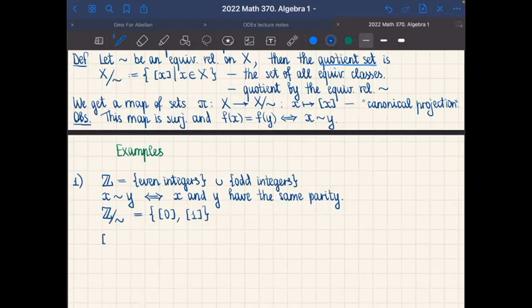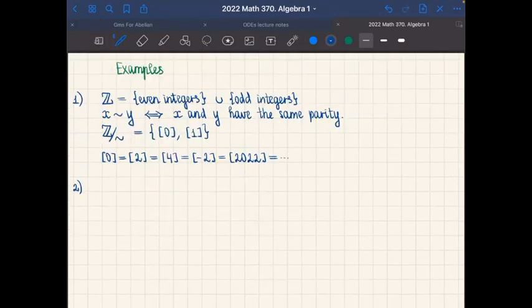In this example, we can say that the equivalence class of 0 is equal to that of 2, is equal to that of 4, is equal to that of -2, is equal to that of 2022, and so on.